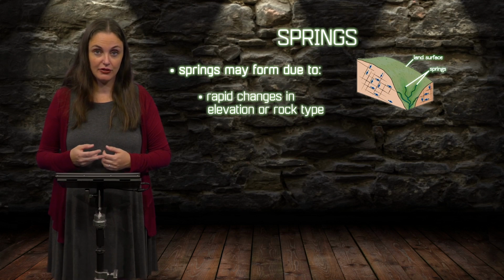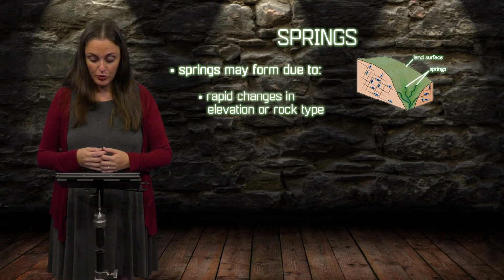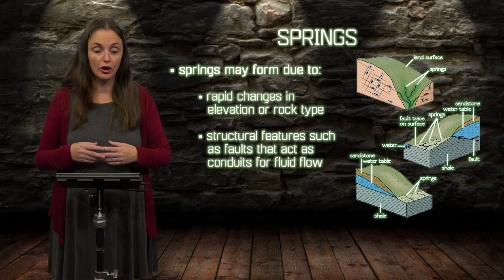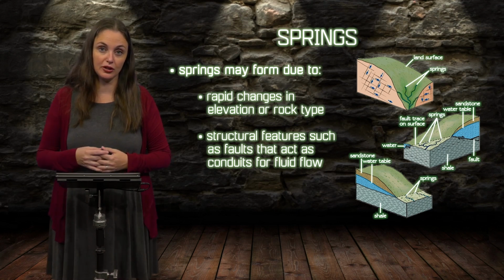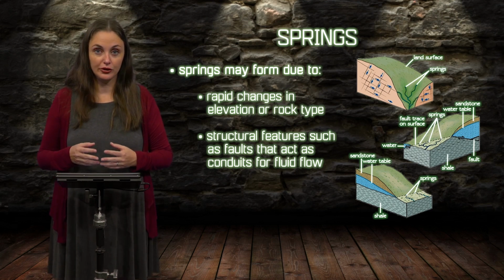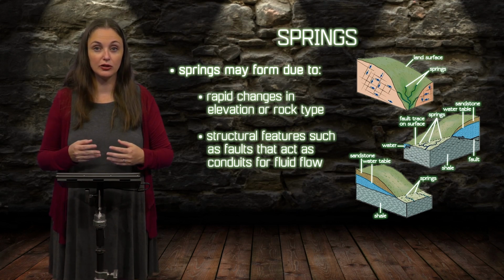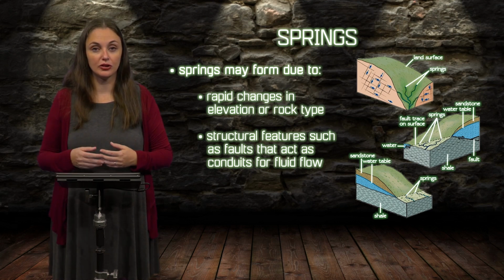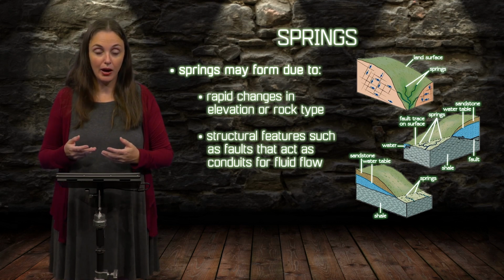The second of the types of springs that might form would be when you have some sort of structural feature that's going to allow for that water to move under pressure from the subsurface up to the surface of the Earth. So the structural feature is almost always going to be faults. And faults can act as natural conduits for the water to flow up to the surface, much like drilling a well under certain conditions allows for the water to flow up to the surface. An artesian well is the one that allows the water to flow without needing to be pumped.